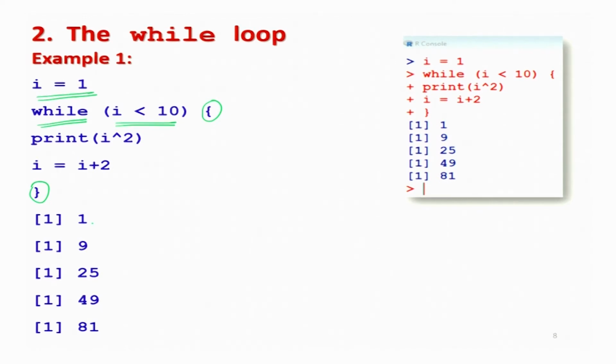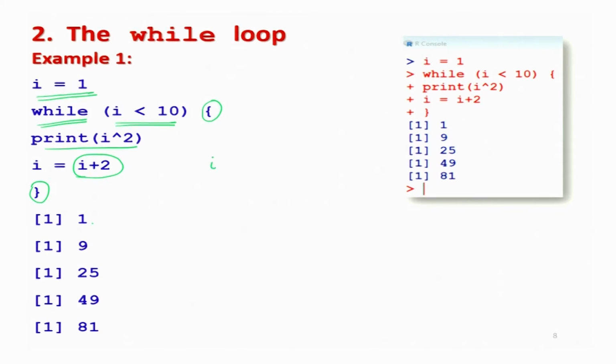Like this. Now, my commands are print I square, and then after printing, replace I by I plus 2. That means you add 2 to the value of I that you have used earlier, and then check whether the new value of I is smaller than 10 or not. In case the condition is true, then you print, otherwise not. So, now let us see how it works.